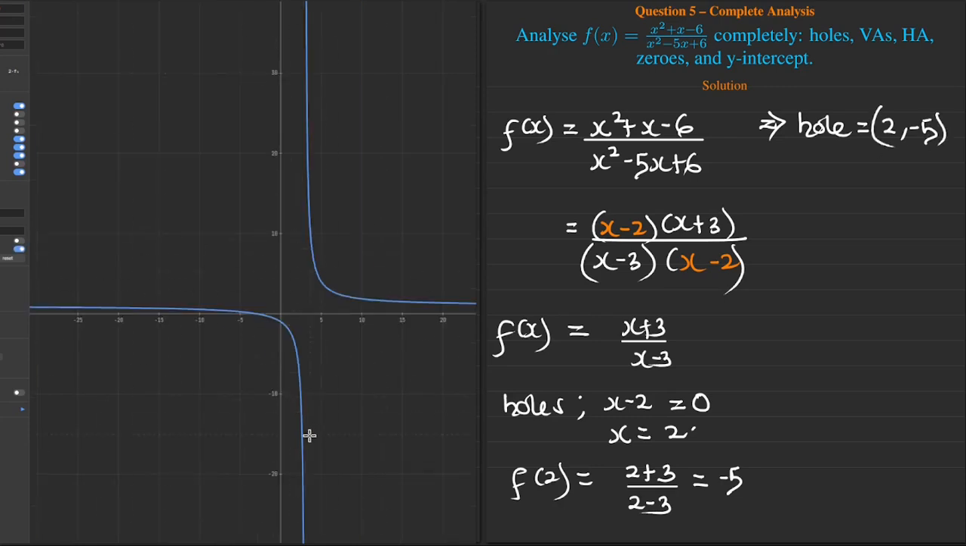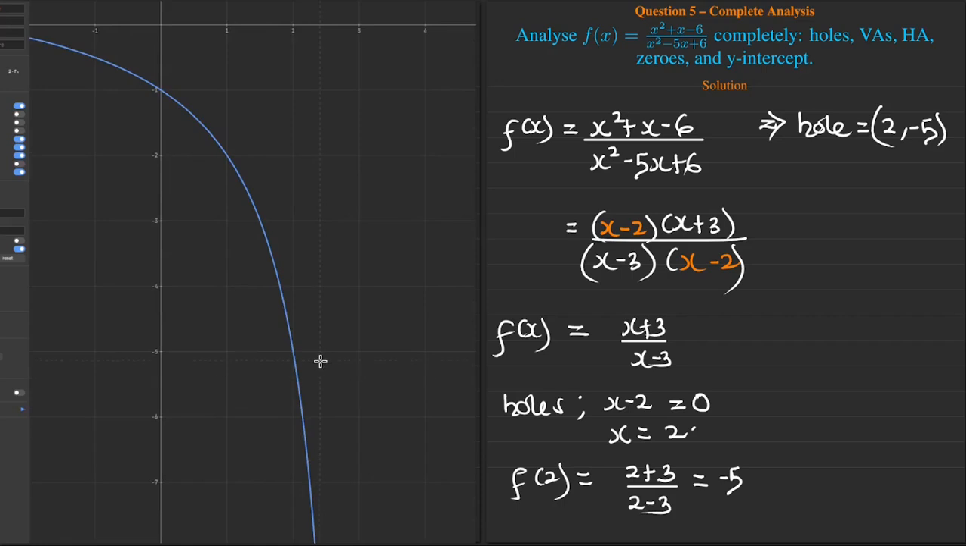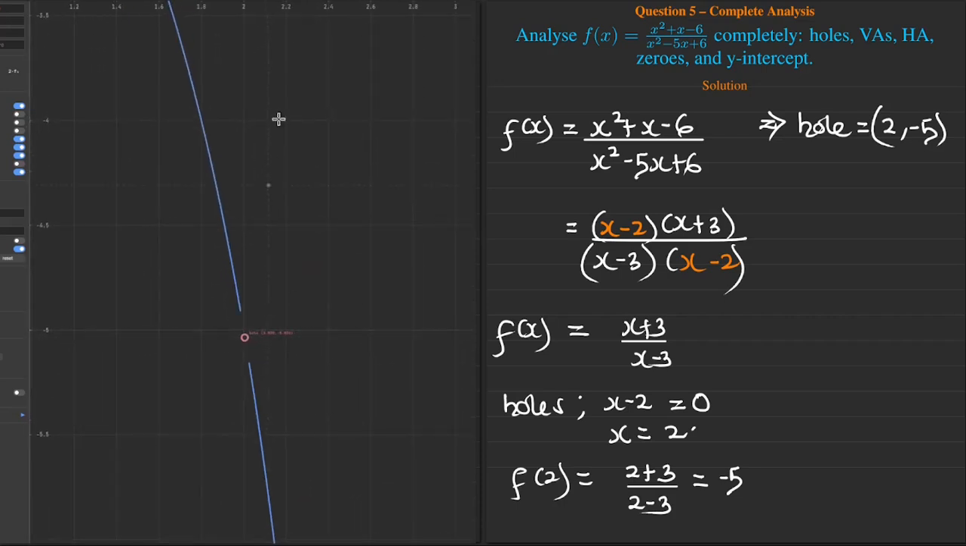So with that, if I zoom in and we take a look at the function, you realize that at x equals 2 and y equals -5, there is a hole here. The function ceases to continue. It is discontinuous at this point. This is what we call the hole. So with the hole done, let's then look at the asymptote.